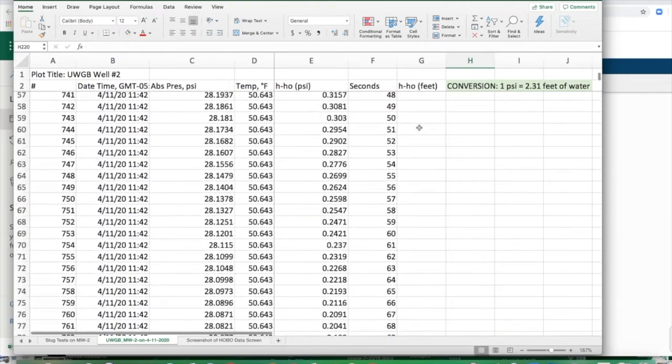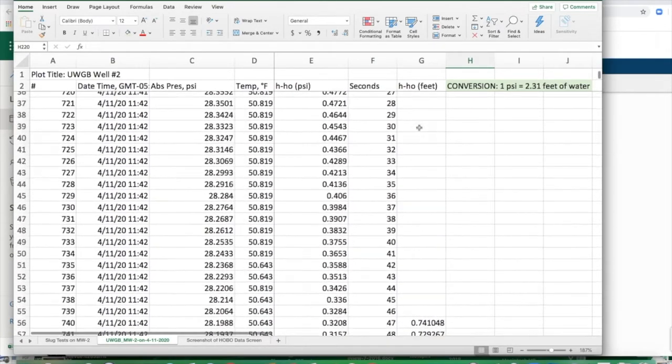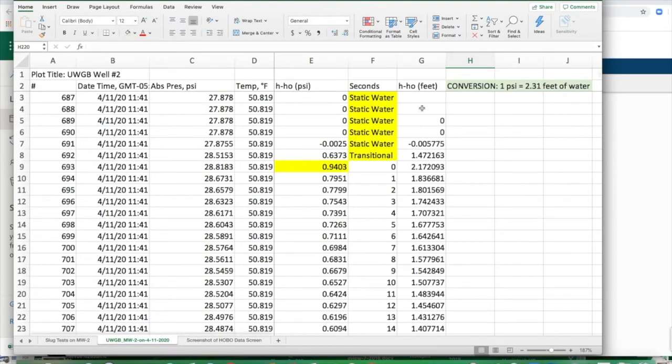We have enough data. I don't know why these are taking a little bit of time to show up here. Okay, we have enough data that we can go ahead and make a graph. That's what I'll show you in the next step.